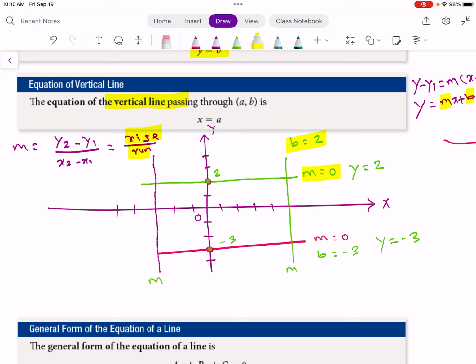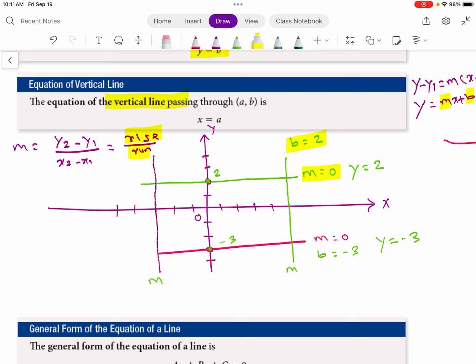Now if you are moving along this vertical line, we see the rise, right? We are moving up or down. Now what about run? Are you moving along the x-axis? If you are moving along this vertical line, is there a movement in a horizontal direction? No, right? It means our run is 0, and any number divided by 0 is, what is any number divided by 0? It's not 0, it's undefined. It means a vertical line has no slope, its slope is undefined.